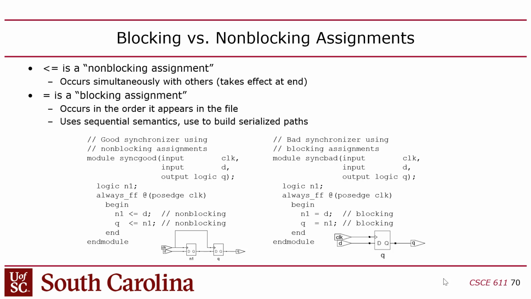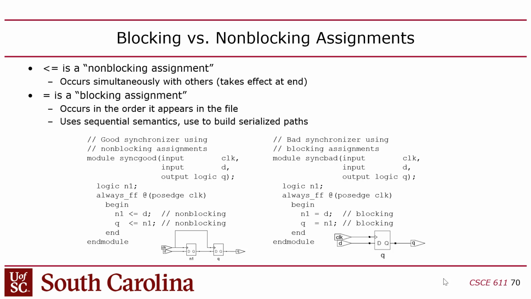So this is going to take the old D and put it into N1, and the old N1 and put it into Q. What this ends up doing is creating a shift register, where essentially Q will be whatever D was 2 cycles ago, because N1 is whatever D was 1 cycle ago, and Q is whatever N1 was 1 cycle ago. But that N1 is not updated until after the whole assignment statement finishes.